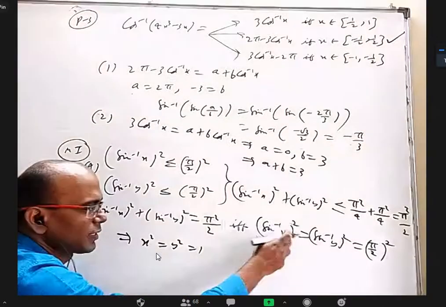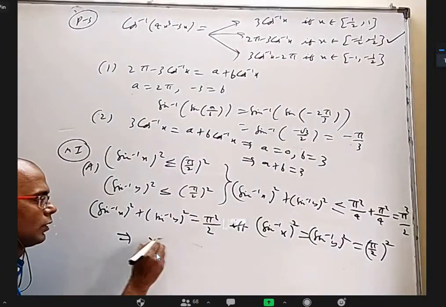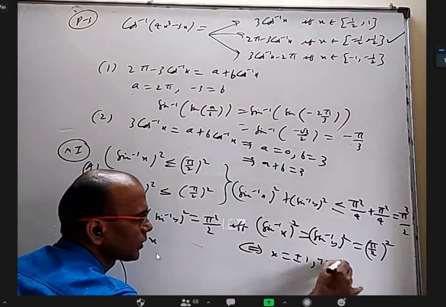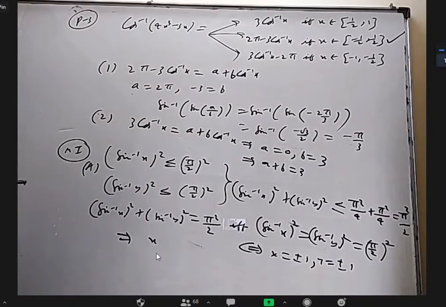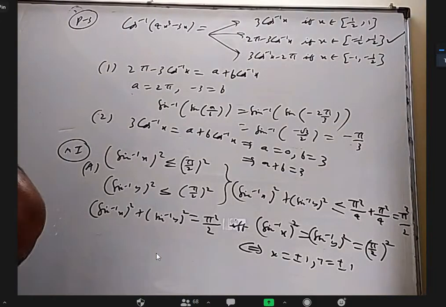It is not because I am putting the square here. X can be 1 or minus 1. I can also write if you want, which double implies here x equal to plus or minus 1, comma y equal to plus or minus 1. So there are 4 cases. X and y both can be 1, both can be minus 1, one is plus 1, one is minus 1.